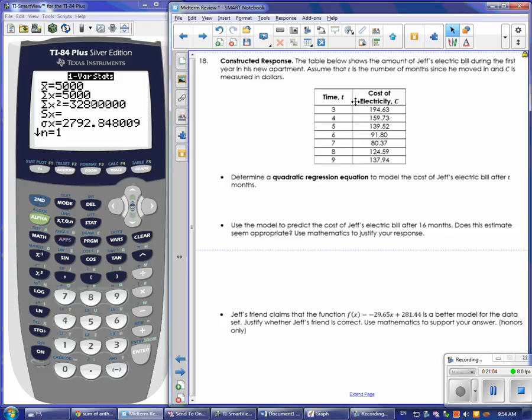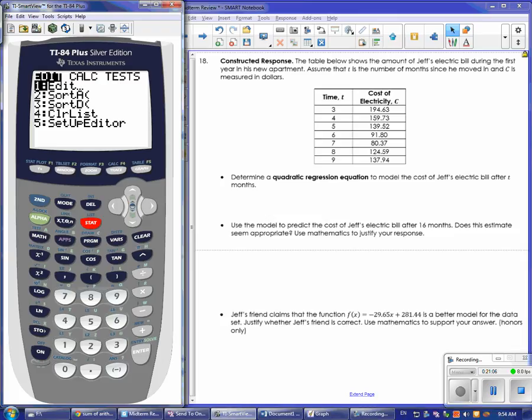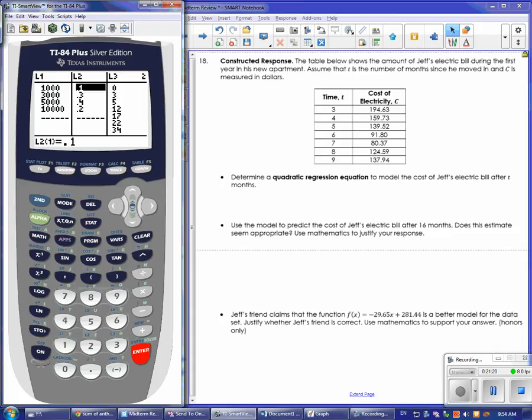So I've got some stuff in here already that I need to clear out. To enter data, remember data is the same thing as statistics. That's what the calculator calls it. So we're going to hit our stat button, and that's going to take us to this menu. We want to edit because we want to be able to edit our list to enter the new information. So you can see that I already have some data in here.